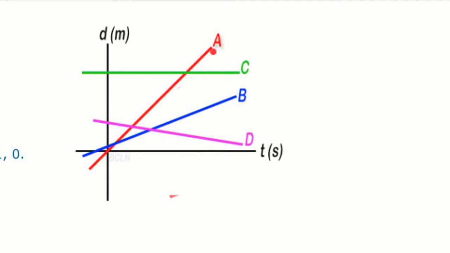So the slope of the line is the rise over the run. If I look at A, it looks like it's about twice as steep as B. A is going to be 2, B is going to be 1, just relative to one another.